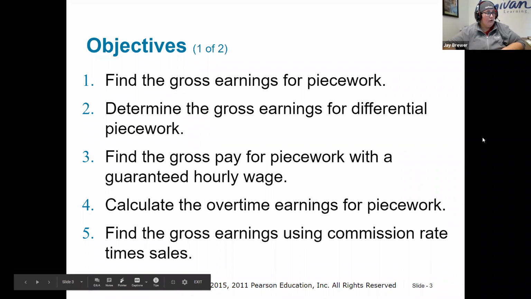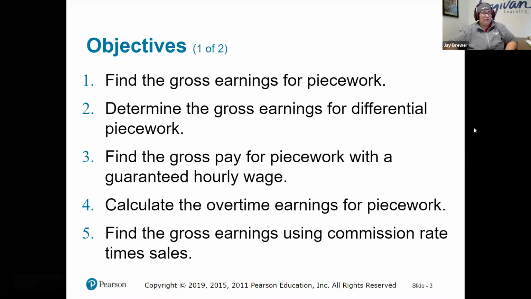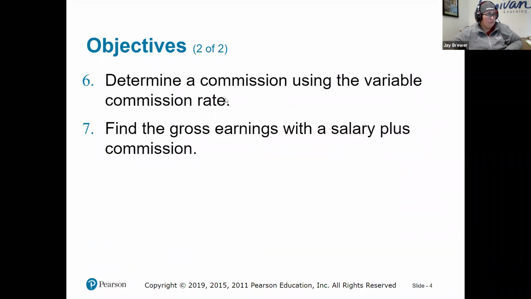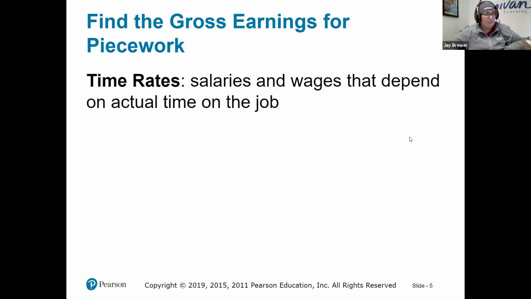Okay, so we are going, just let me see how many slides. Okay, so I don't think we are going to get through this whole thing, but we will start it. All right, we're going to find gross earnings for piecework, determine the gross earnings for differential piecework, find the gross pay for piecework with a guaranteed hourly wage, calculate the overtime earnings for piecework, and find gross earnings using commission rates times sales. Determine a commission using the variable commission rate and find the gross earnings with a salary plus commission. Okay, so we can tell that there's a lot of stuff going on in this section.